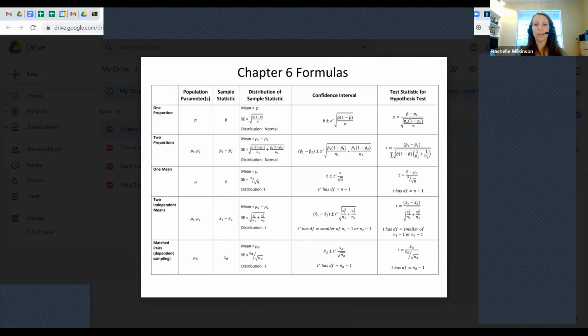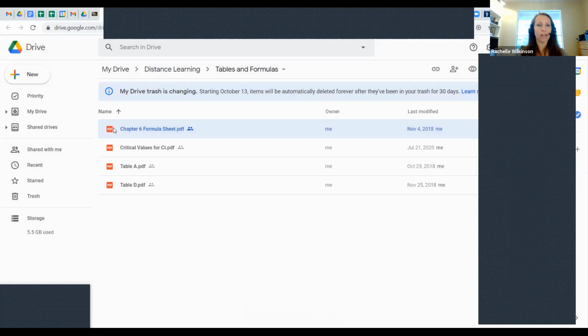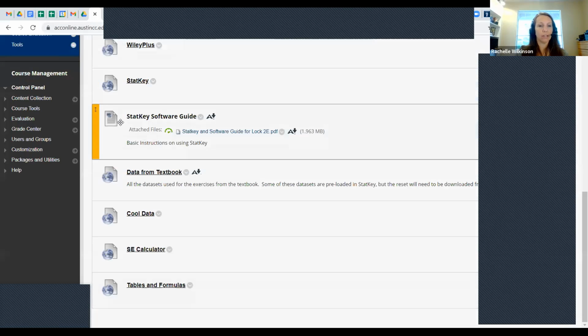Notice though that all the formulas on here, they are the full-on formula. So if I give you the standard error, you have to know where to plug that standard error in. So you need to know which part of the formula is the standard error. Okay, so let's go back and show you how to use that standard error calculator next.